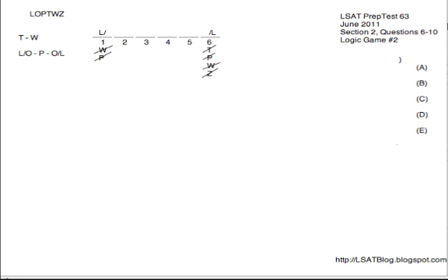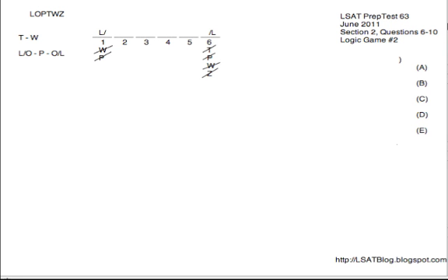Guys, this is test 63, game 2. This is the skydiving game. It's an ordering game. We know this because the divers dive one at a time, meaning they must all be diving at different times, so there has to be an order in which they dive.